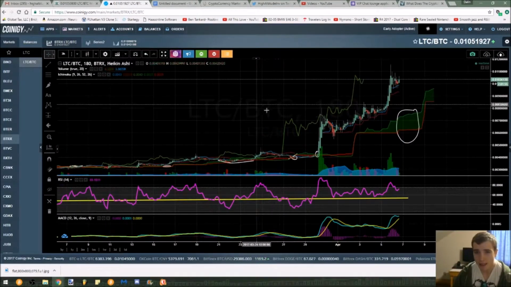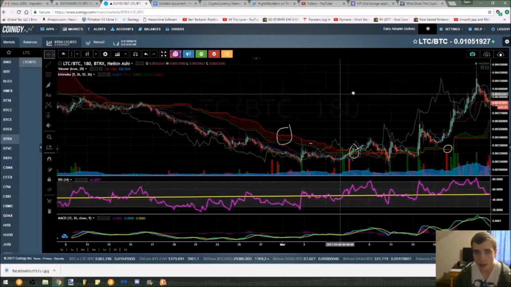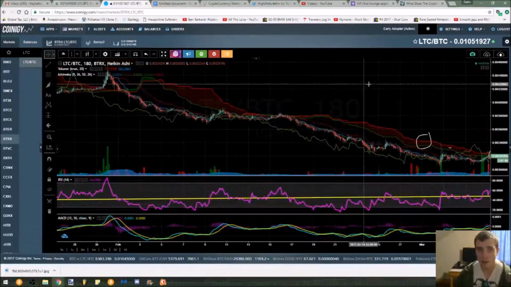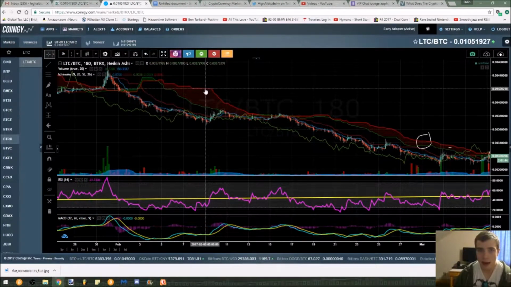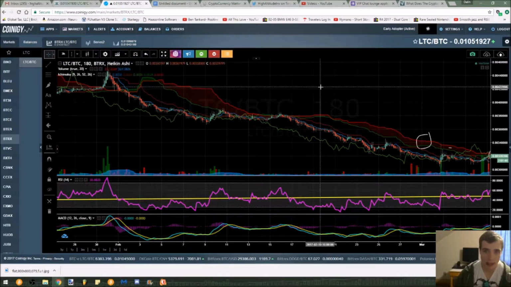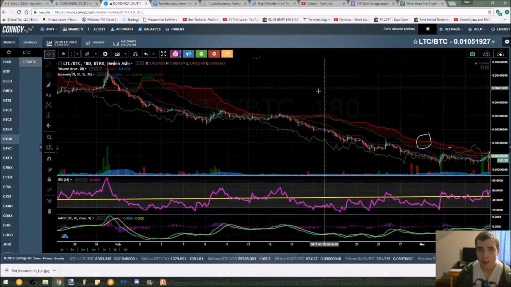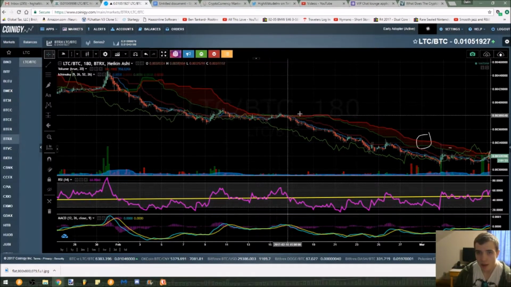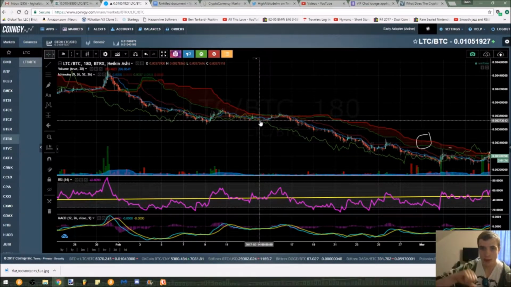So there's basically a lot of different things that you can use inside of the Ichimoku cloud, but the key things to remember is that if it's trading below the cloud and the cloud is red, it's a resistive cloud. And if it's trading above the cloud and the cloud is green, it's a supportive cloud. And the thinner the cloud gets, the higher chance the market has of breaking through the cloud either up or down.